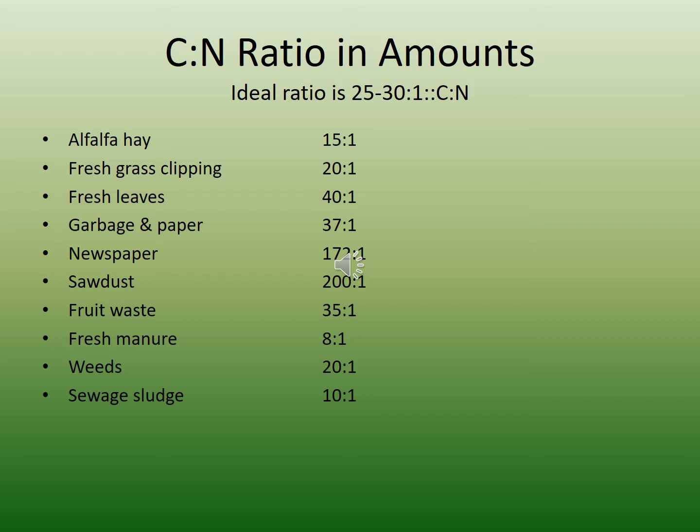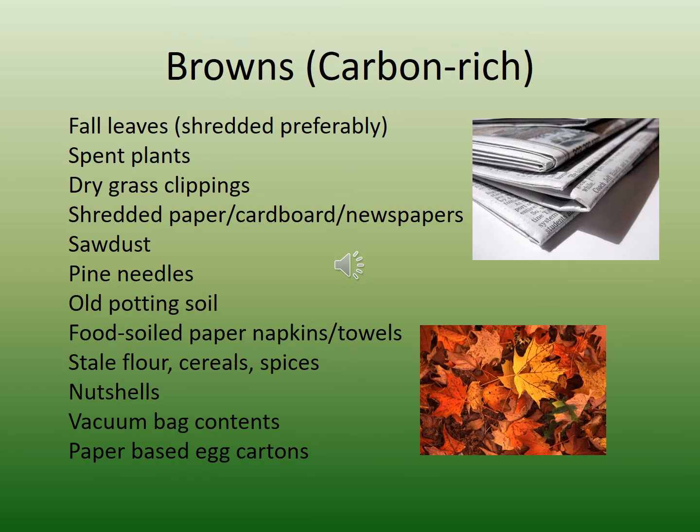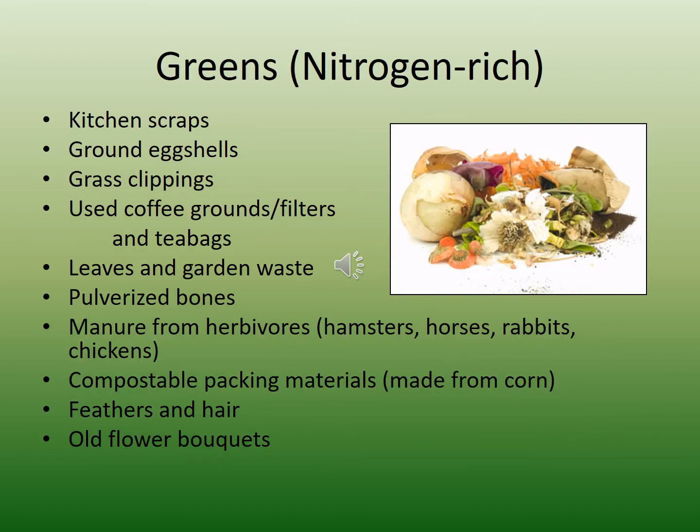So you don't really have to calculate all these numbers to make sure it's 25 to 1. When you do the 2 to 3 parts of brown to 1 part of green, you get about a 25 to 1 ratio. Here are some examples of brown material that are carbon rich. Usually have some of these around. And here's an example of some green nitrogen rich materials that you can add to your compost pile.